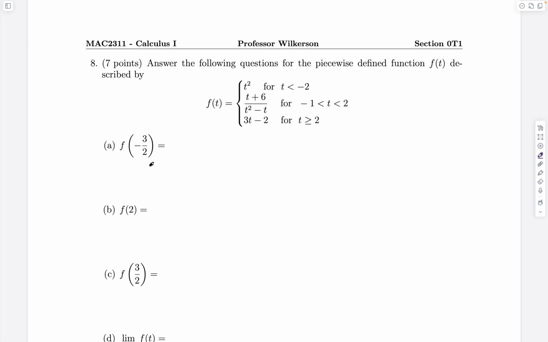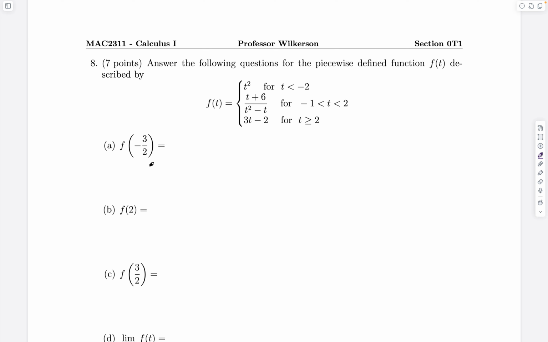Question 8 gives us a piecewise function, and what we notice is that the function is being split at -2, -1, and then 2. Note how these aren't connected, right? We're not going from -2 and then starting back at -2 here. There's actually this gap, this jump from -2 to -1, okay?